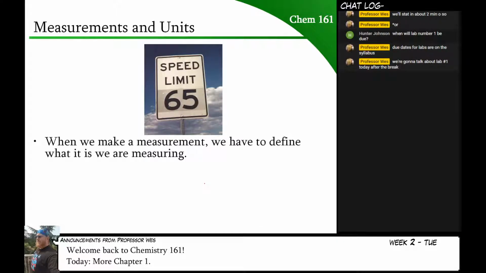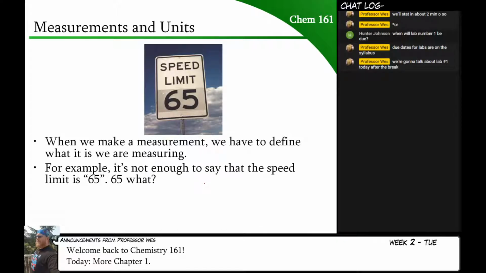Here's our argument that we're going to make in terms of units. If you see the sign, to a scientist, this sign means nothing. 65 what, officer? I was going 65 feet per second. It's like 120 miles an hour or something like that. That will not hold up in court, by the way. I've tried. But to a scientist, this number does not mean anything.